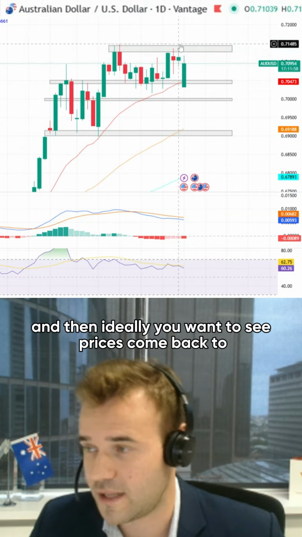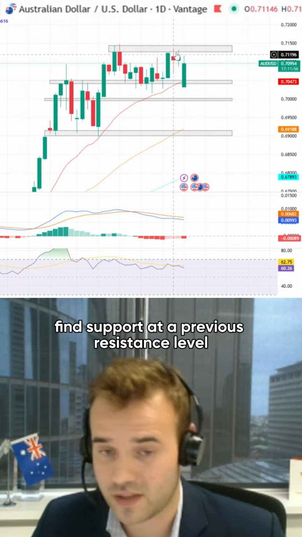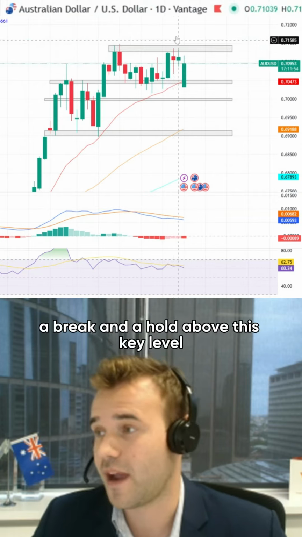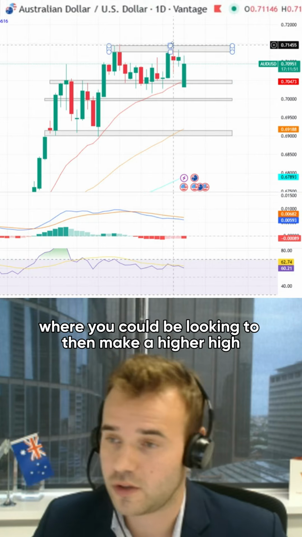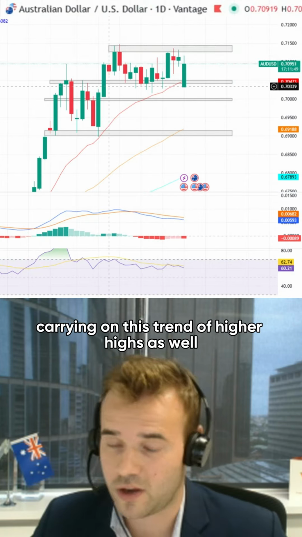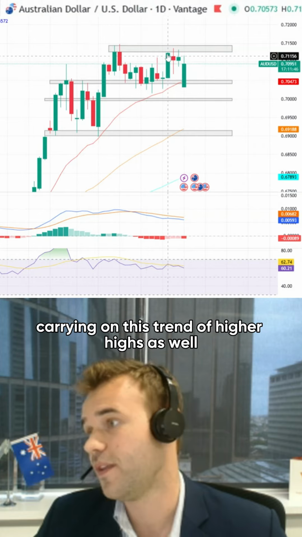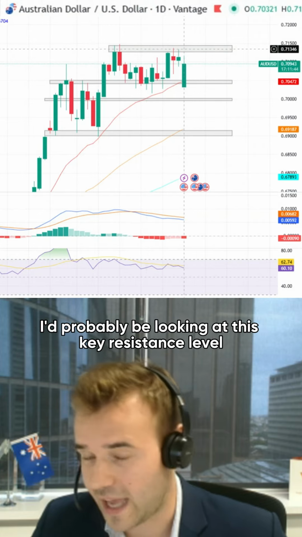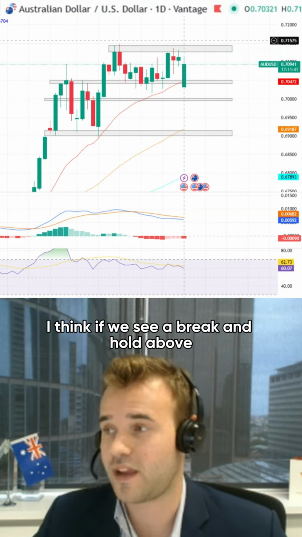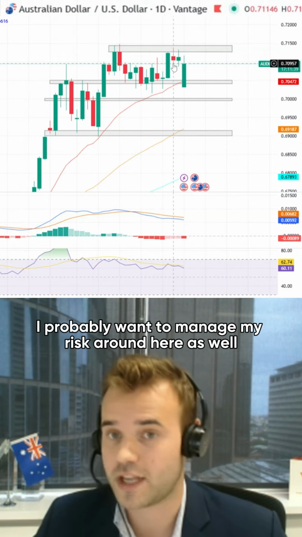Then ideally, you want to see prices come back and find support at a previous resistance level. But I'm thinking a break and a hold above this key level, where you could then be looking to make a higher high, carrying on this trend of higher highs. For risk management, I'd probably be looking at this key resistance level. If we see a break and a hold above, I probably want to manage my risk around here as well.